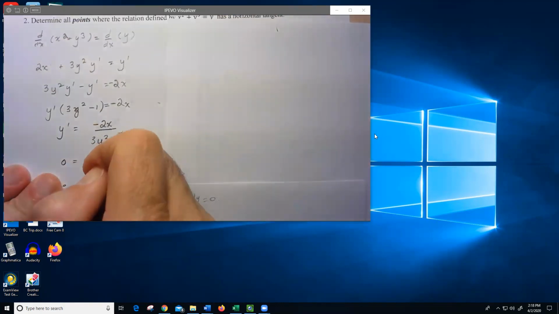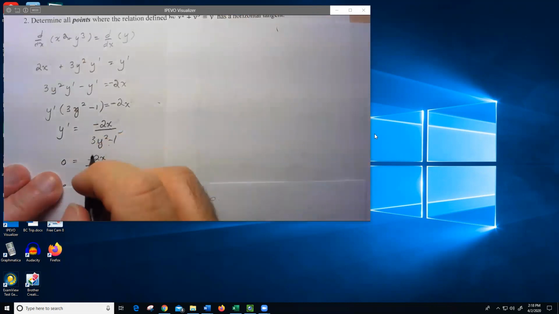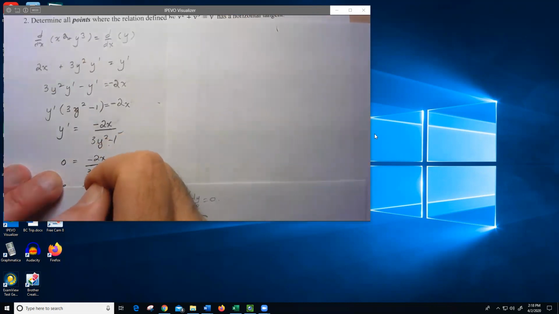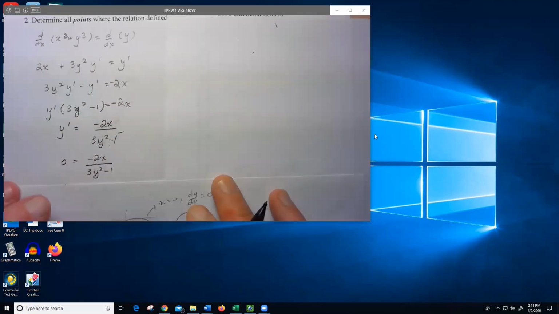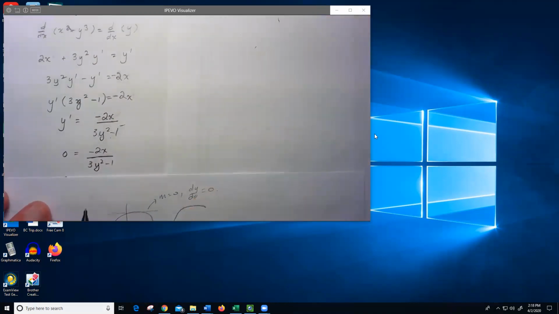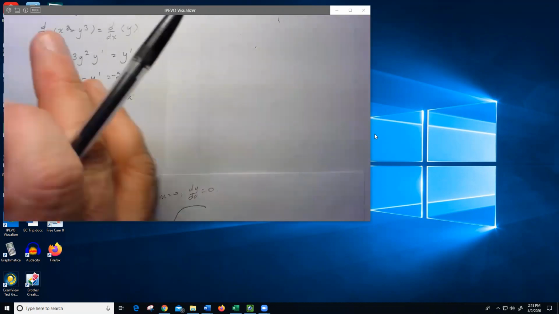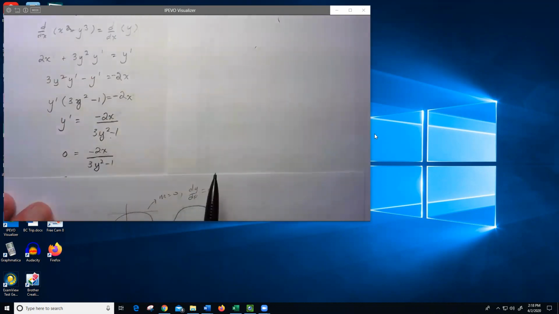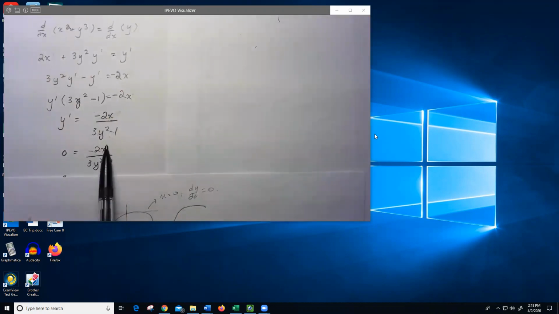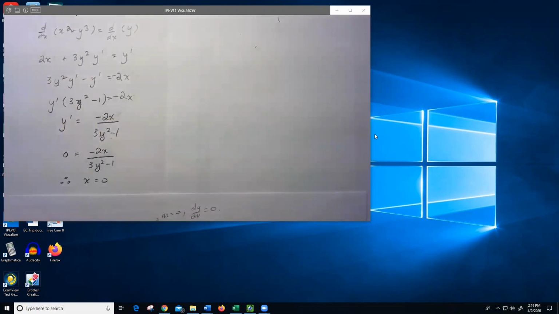So negative 2x over, I should have just done this on the spot instead of pre-doing it. There we go. In the end, I want to know when this is equal to 0. It's pretty funny that all these mistakes are not going to affect what my next line is going to be, because in order for this to be equal to 0, I just need the numerator to be equal to 0. And so x is equal to 0.